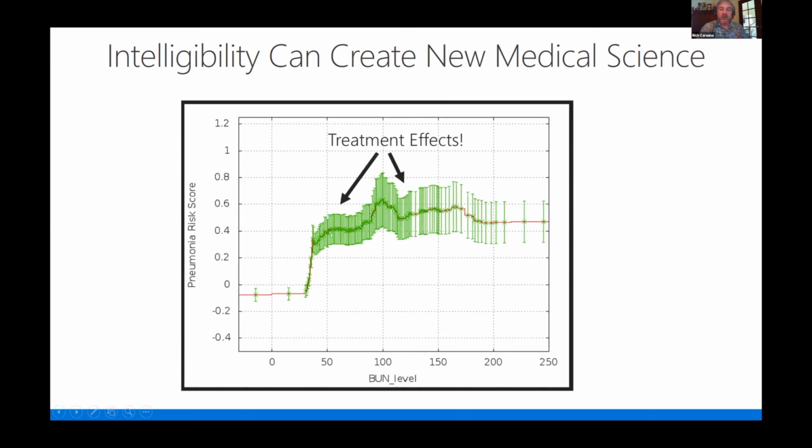So doctors start to treat high BUN with a med somewhere around 50. And you can see that the graph flattens off right around 50. So that's because their med is useful. And then doctors start to treat more aggressively with dialysis at 100. And you can see right at 100, risk starts to go down. And that's because by 110, almost all the patients are getting dialysis.